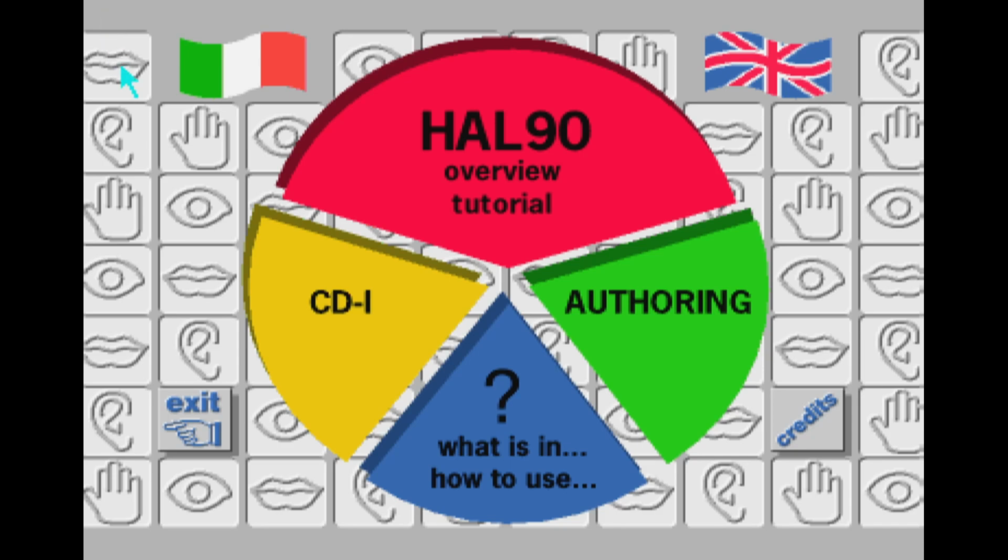Explore the screen to find the hidden hotspots, or click on the icons. If you wish to change language, click on the Italian flag.